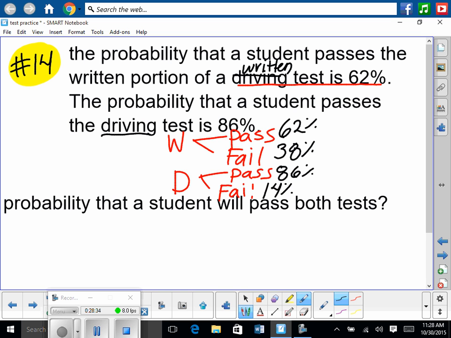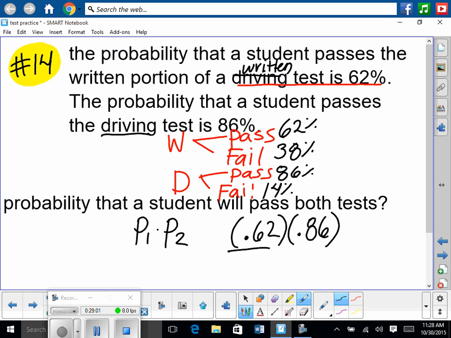Okay, so now it says, what's the probability that a student will pass both the written and the driving? So these are just independent events. We take the probability of event 1 times the probability of event 2. The probability of event 1 would be passing the written test, which is 62%, so we write it as 0.62. The probability of them passing the driving test is 86%, so 0.86. This is event 1, this is event 2.